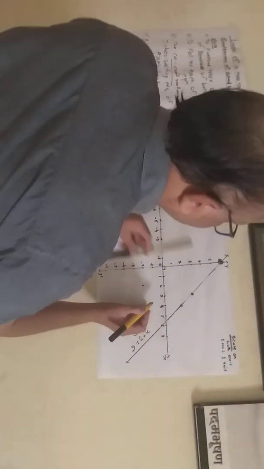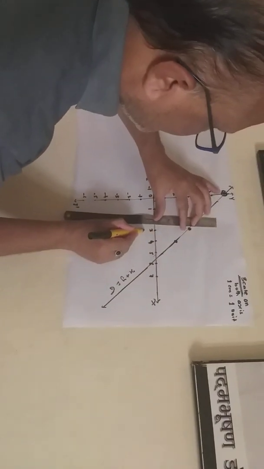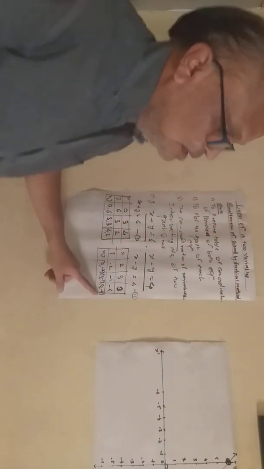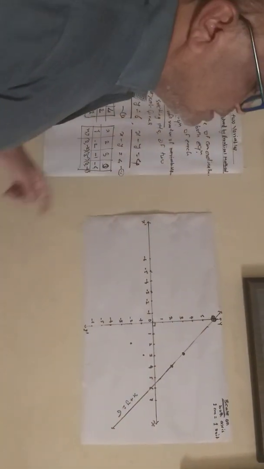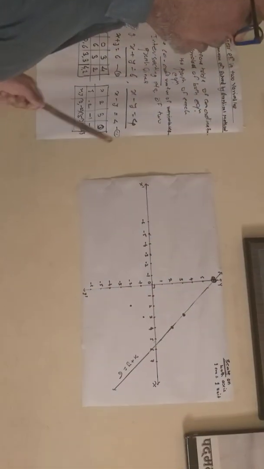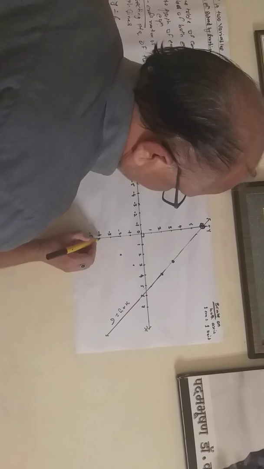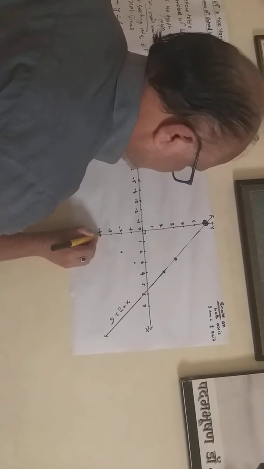Then the next pair is 3, minus 1. It is also located in the fourth quadrant. And the third pair is 0, minus 4. Here the x coordinate is 0 and the y coordinate is negative 4. That's why this point is on the y axis, below the origin.